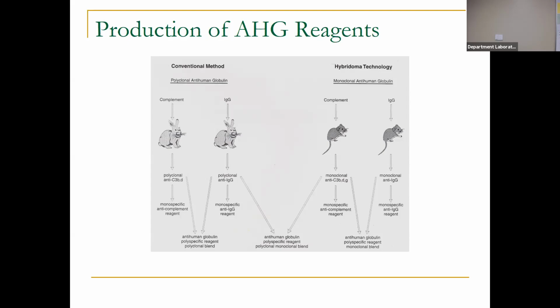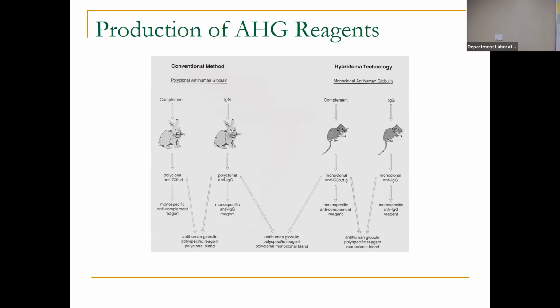And then polyspecific means that it contains both IgG and complement. Your monospecific is either specific for IgG or complement. So those are three different reagents. Polyspecific contains IgG and complement. There's another reagent that is monospecific, C3b, C3d, and then another reagent, monospecific, IgG. Anybody have any questions on that? That's some blood bank language that you'll hear a lot about.